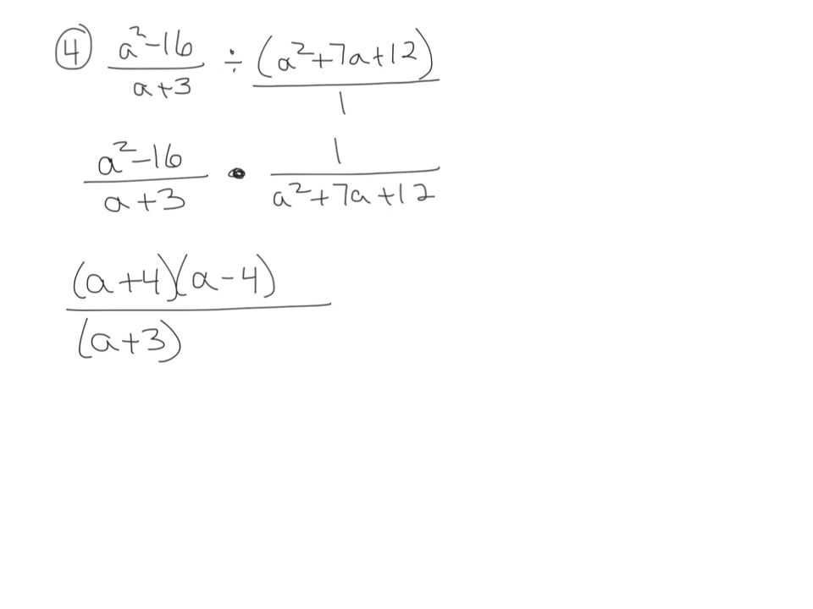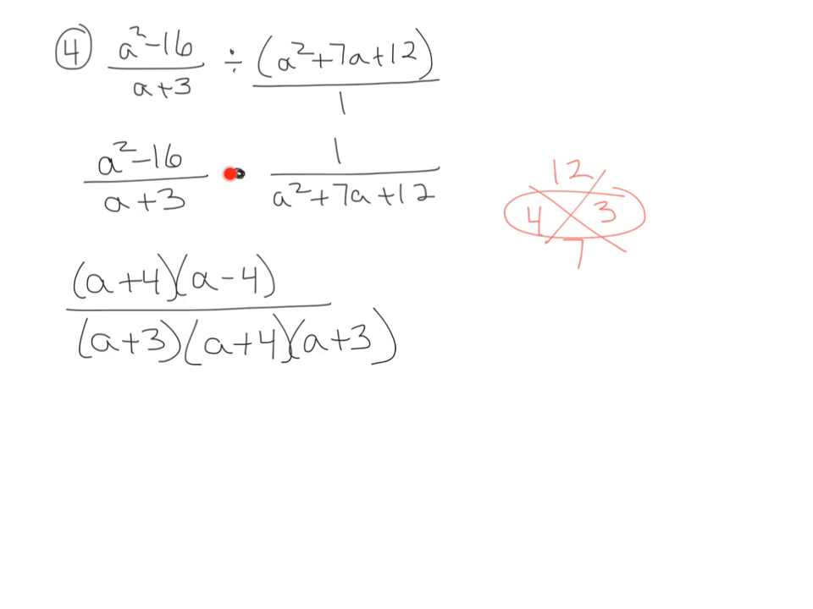Let's use the X trick. What multiplies to 12 and adds up to 7? I think that's going to have to be 4 and 3, right? So this trinomial here, we'll use this to factor it. A plus 4 times the quantity a plus 3. And I just mushed it all together because it was multiplication.